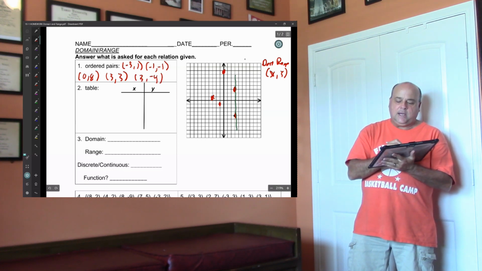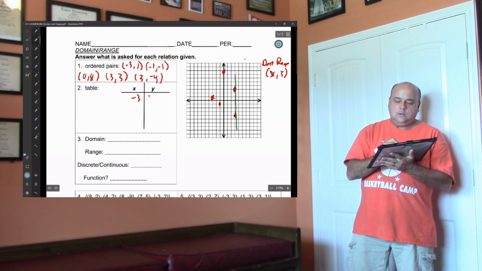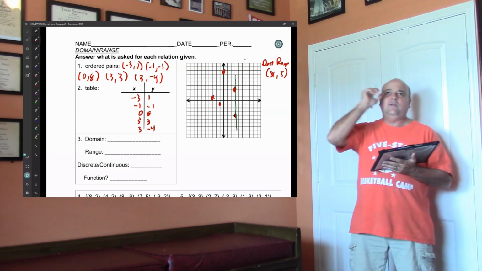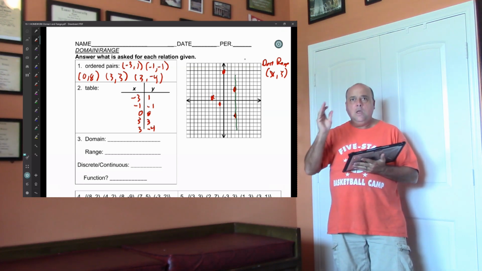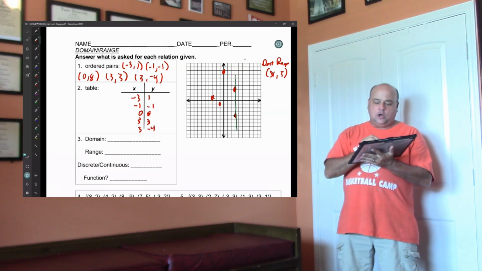So my table of values: negative 3, 1. Negative 1, negative 1. 0, 8. 3, 3. And 3, negative 4. So in your table of values, you just put your x's on the left and your y's on the right. Pretty simple stuff. Okay, and now let's write down our domain and range.